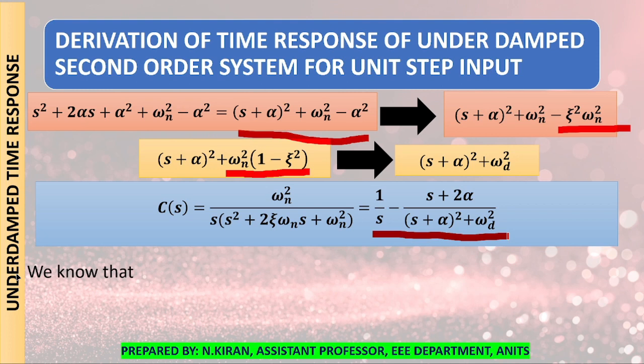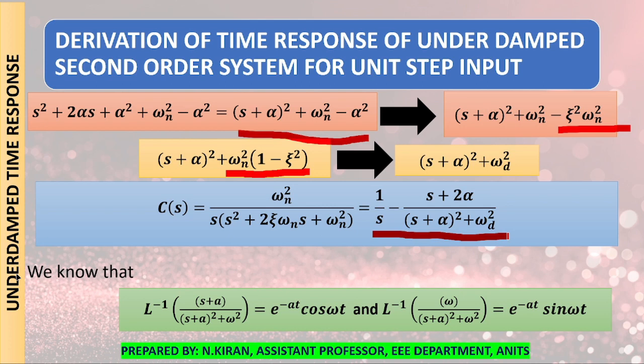So now, in order to apply inverse Laplace, everything should be in the standard form. We know the formula: inverse Laplace of (s plus a) by (s plus a) whole square plus omega square is equal to e power minus alpha t into cos omega t, and also inverse Laplace of omega by (s plus a) whole square plus omega square is e power minus at into sin omega t. So I need to bring this second term into these two standard forms, isn't it?